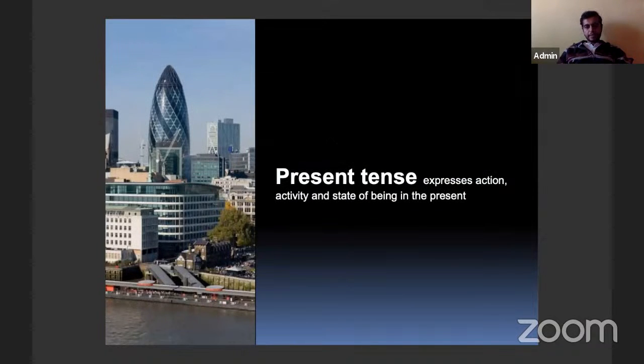Now coming to the present tense. Again, in past there were four: simple past, past perfect, past continuous, past perfect continuous. Similarly, in present there are four: simple present, present perfect, present continuous, present perfect continuous.